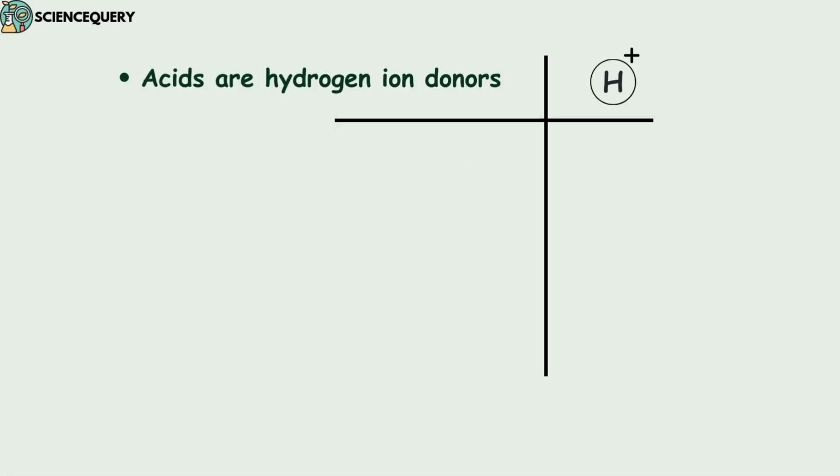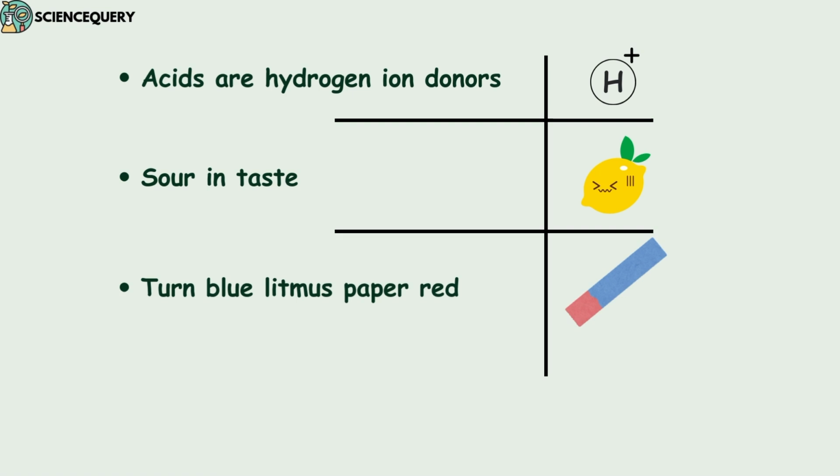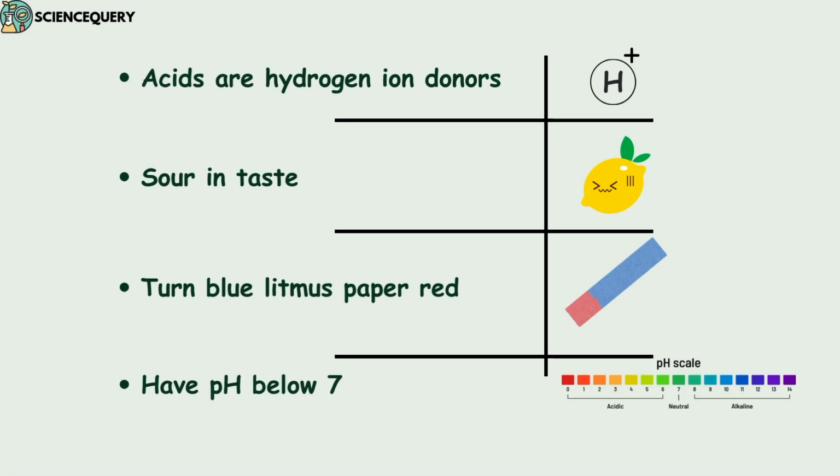Now let us summarize what we have learned so far about the acids. Acids are hydrogen ion donors as they have abundant hydrogen ions in them. Acids are sour in taste. Next, acid turns the blue litmus paper into red color. And finally, acids have a pH below 7, that is 0 to 6 pH are known as acid.